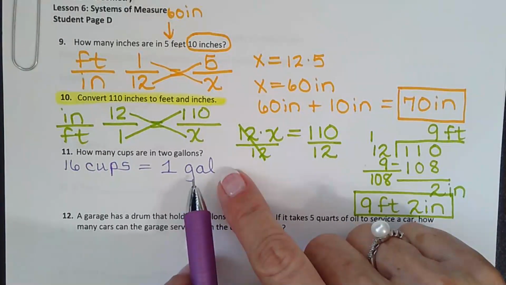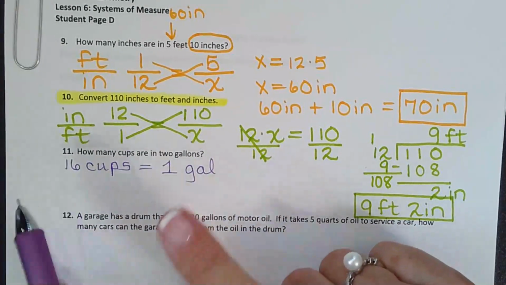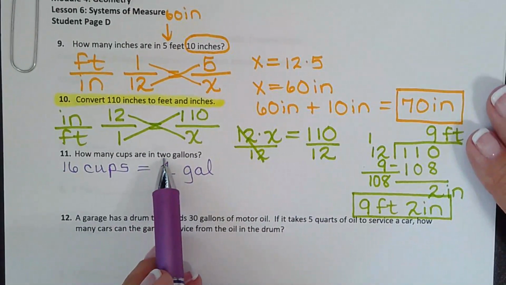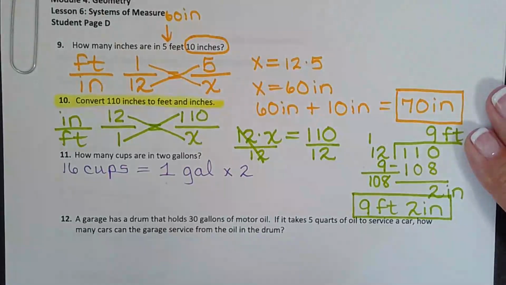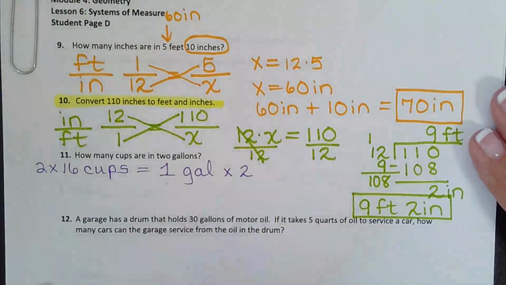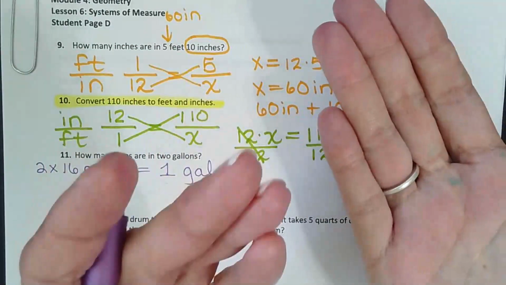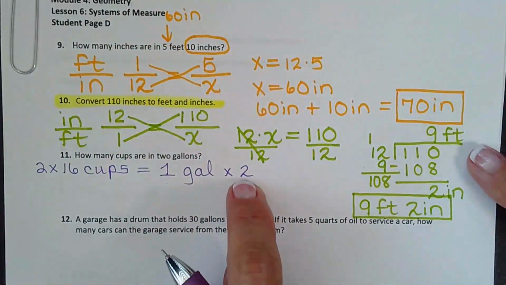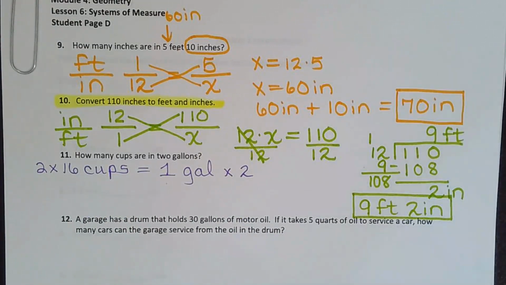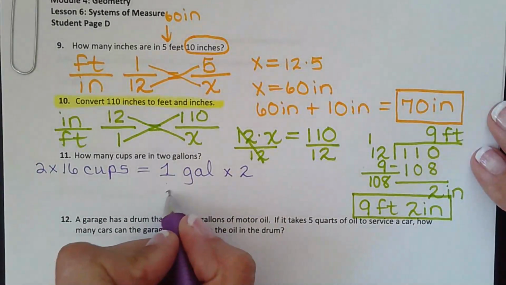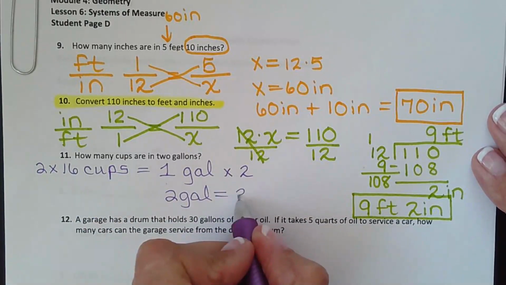If you can multiply one of the numbers, as long as you do it to both sides, you don't upset the balance. So does everybody agree to make it into 2 gallons, I have to multiply this side by 2. That means I also have to multiply this side by 2. Because remember, an equal sign is like a balance. Whatever you do to one side of the teeter-totter, you've got to do to the other. If I double the weight on the right side, I need to double the weight on the left side to get equivalent measures. So that means 2 gallons equals 32 cups.